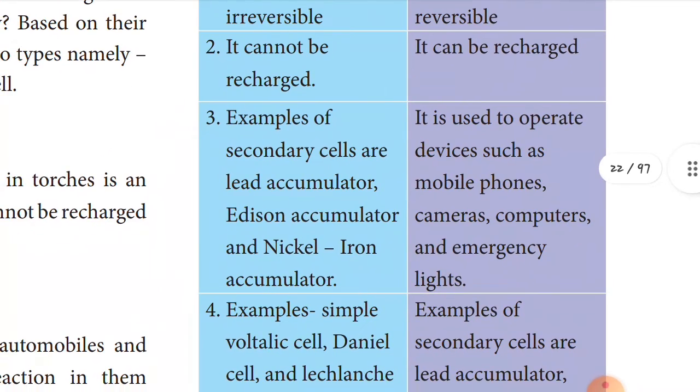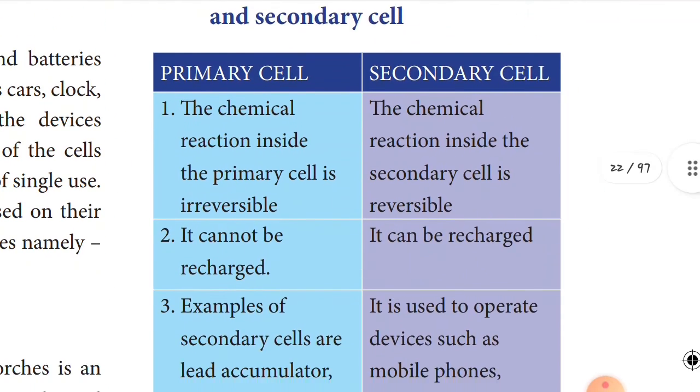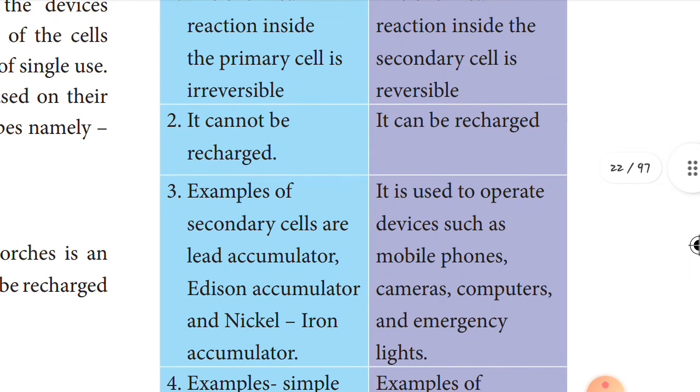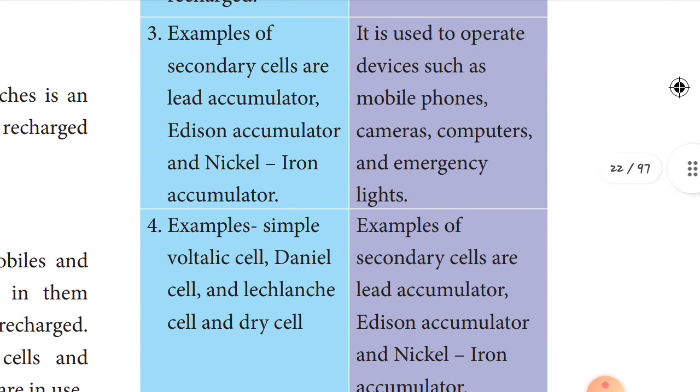Here are the examples of primary cell. Here you have to strike out, this is not a secondary. Primary cells are not a lead accumulator, Edison accumulator, and nickel iron accumulator. These are all secondary cells. Examples: mobile phones, cameras, computers, and emergency lights. And the last one, examples of simple voltaic cell: Daniel cell, Leclanche cell, and dry cells.